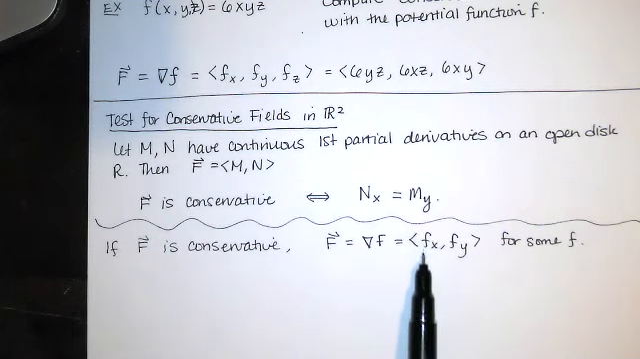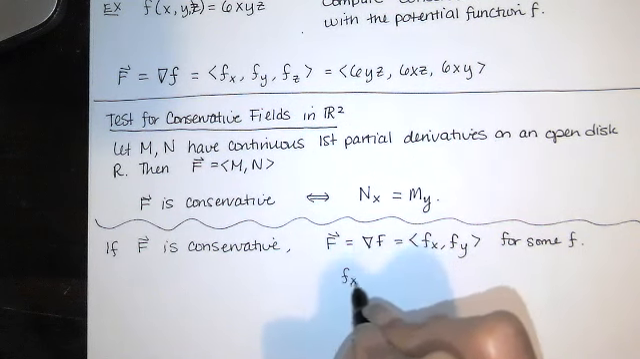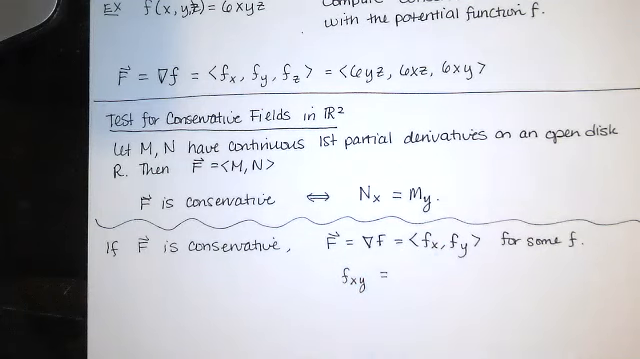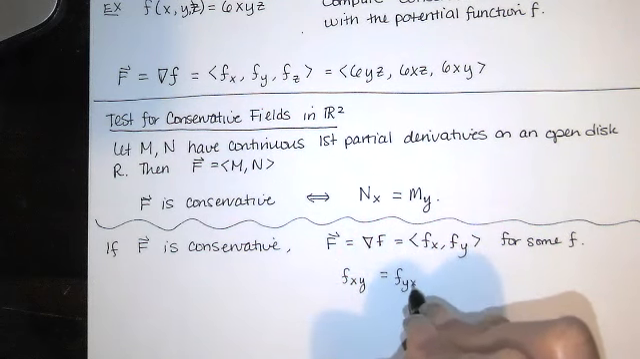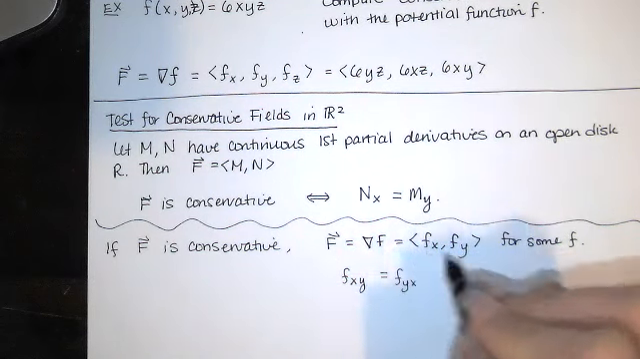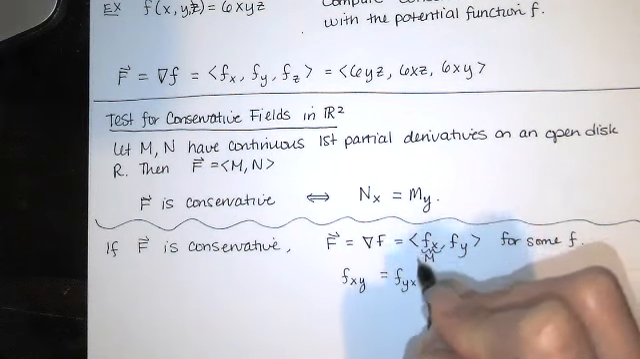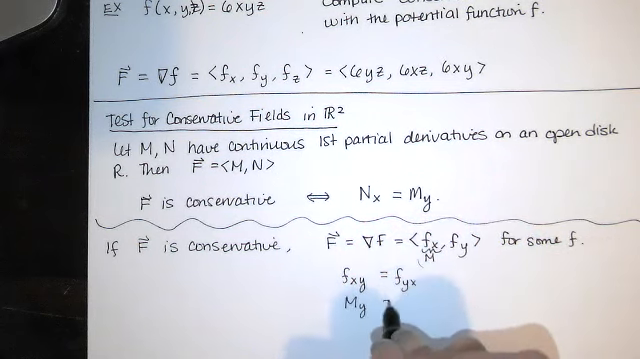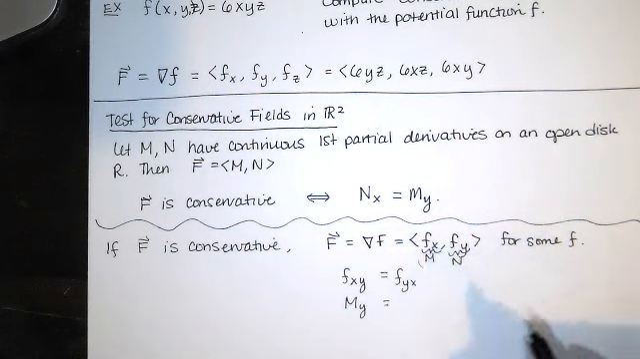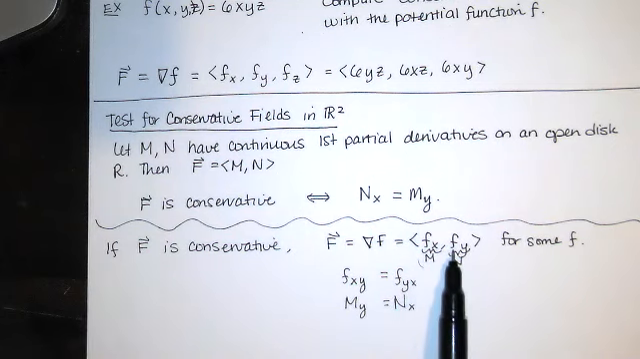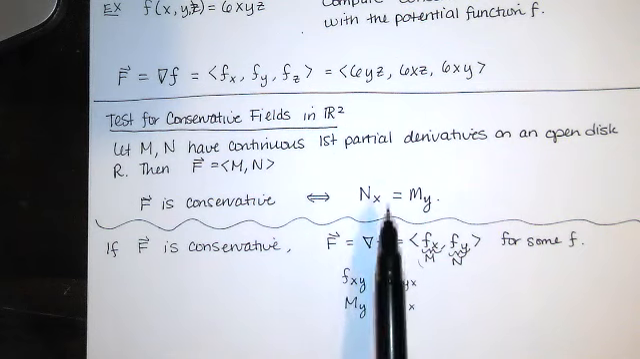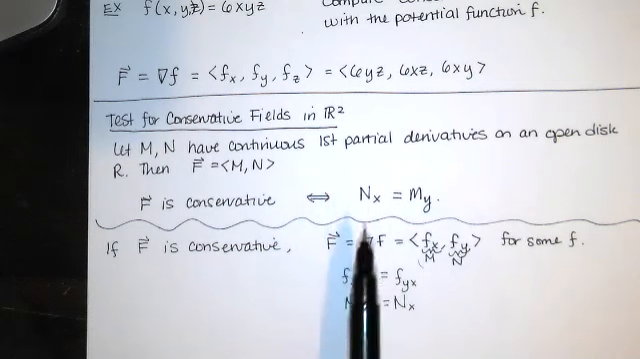Well, the partial of this component with respect to y is that, and the partial of this component with respect to x is that. So if this is m, and I take the partial of that with respect to y, and this is n, and I take the partial of that with respect to x, if this is truly the gradient of some function little f, those 2 mixed partials should be equal. So that's what this is equivalent to.